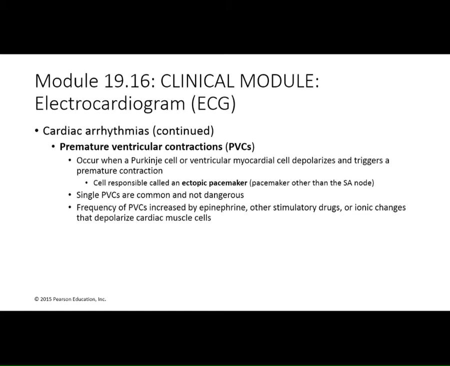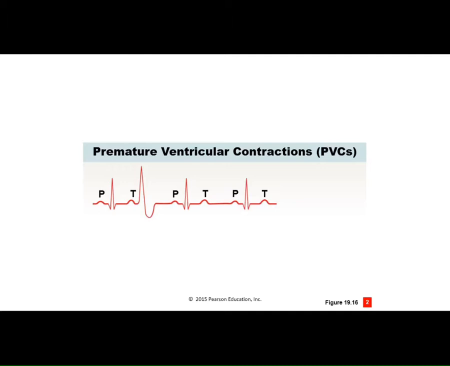PVCs, okay, this is when the Purkinje fibers depolarize and cause the triggering of a premature contraction. Again, rather common, not that dangerous. Again, can be caused by taking my tests, right? It's a little stress, a little caffeine can cause that. And what do you see?